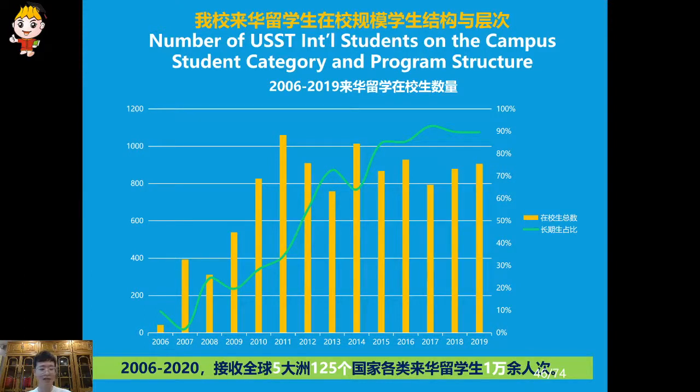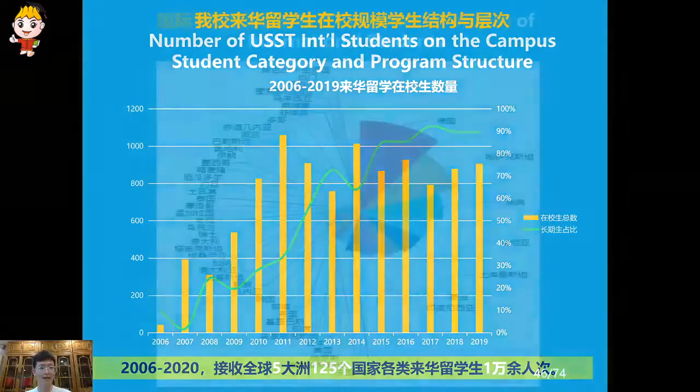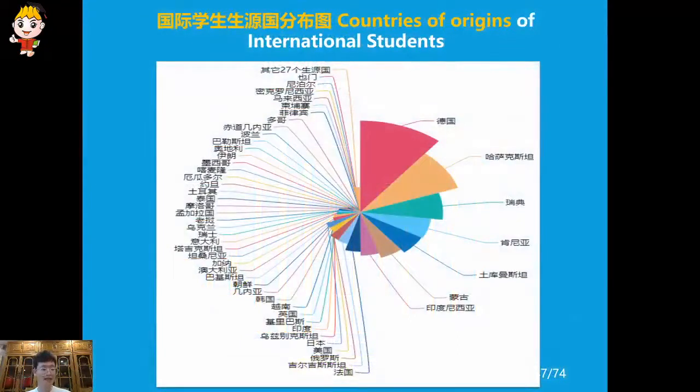That is the percentage of the long-term international students who studied on the campus in the past 14 years, more than 900. And this is the Nightingale Rose diagram.